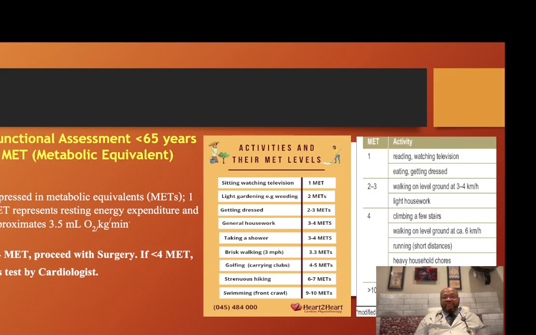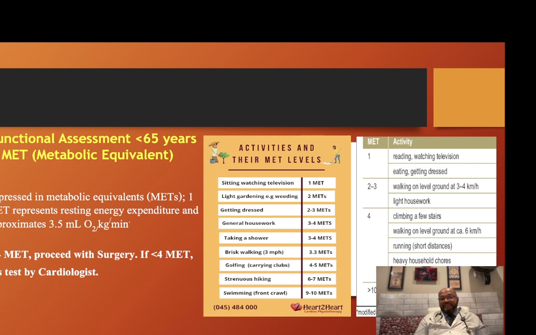1 MET represents resting energy expenditure and is about 3.5 mL of oxygen per kg per minute. If it's more than 4 METs, as I said, proceed with surgery. If it's less than 4 METs, cardiologists might consider doing a stress test. So sitting and watching TV is 1 MET.